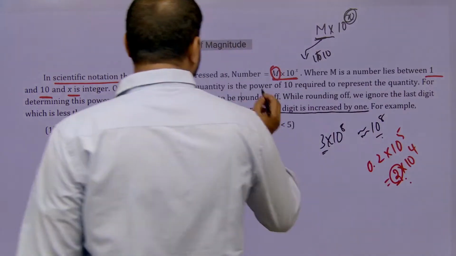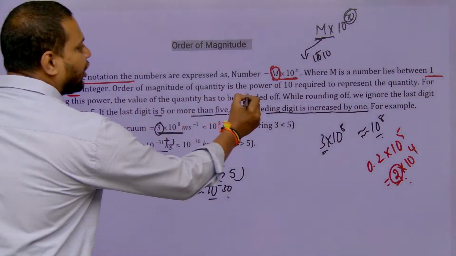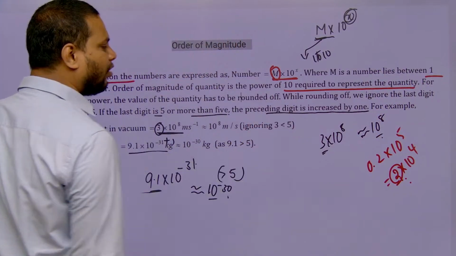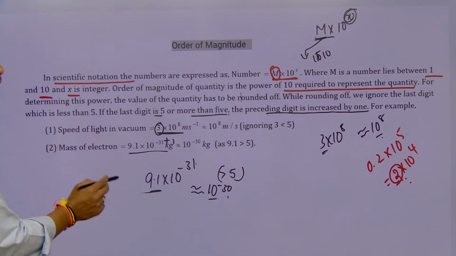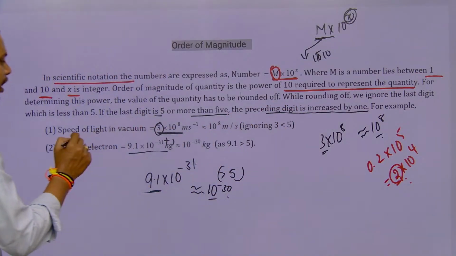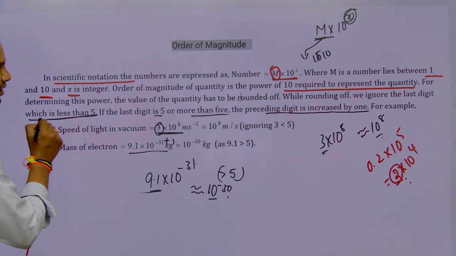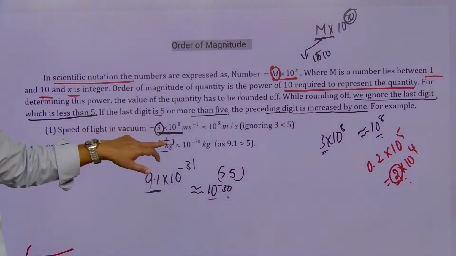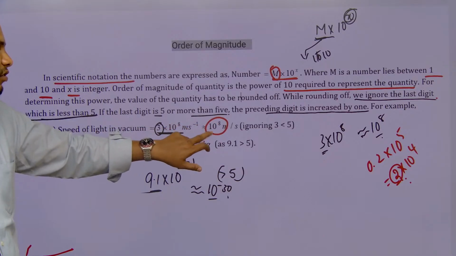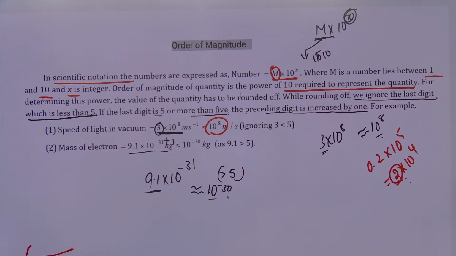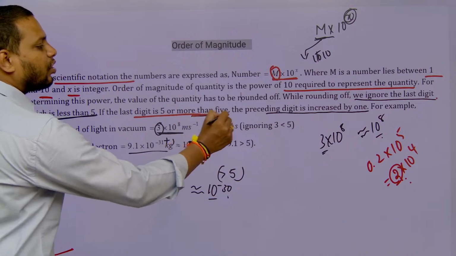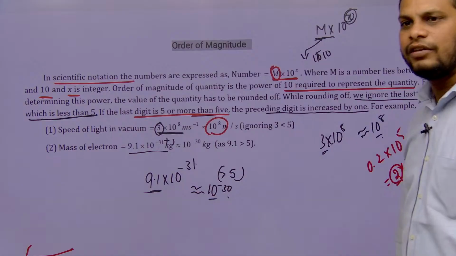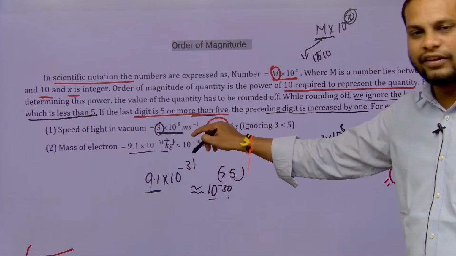Then what should we do? Suppose the order of magnitude is the power of 10 required for the present quantity. For determining this power, to round off, if the last digit is less than 5, we have to ignore that number, and we write the value as it is, 10 to the power of 8. If last digit is 5 or more than 5, then the preceding number, this power value, should be increased by 1.